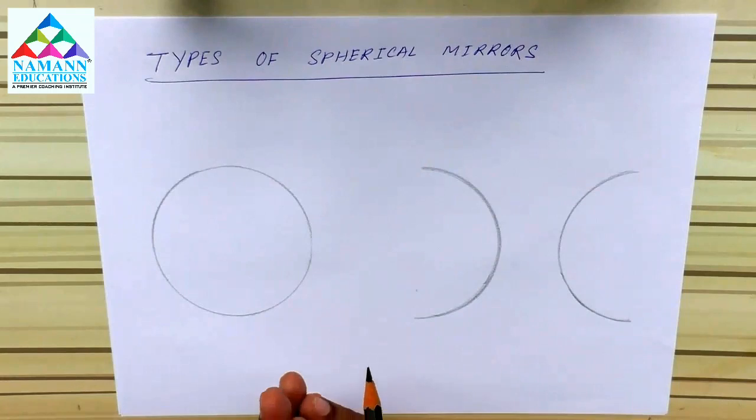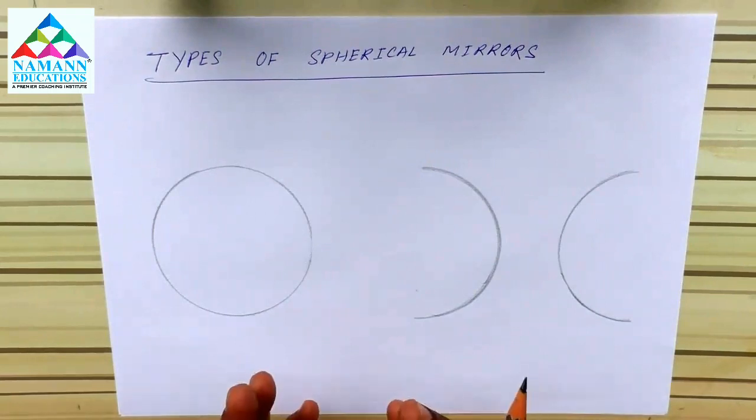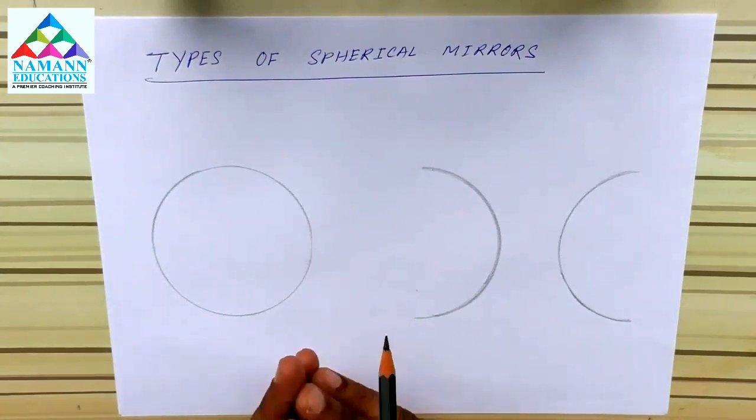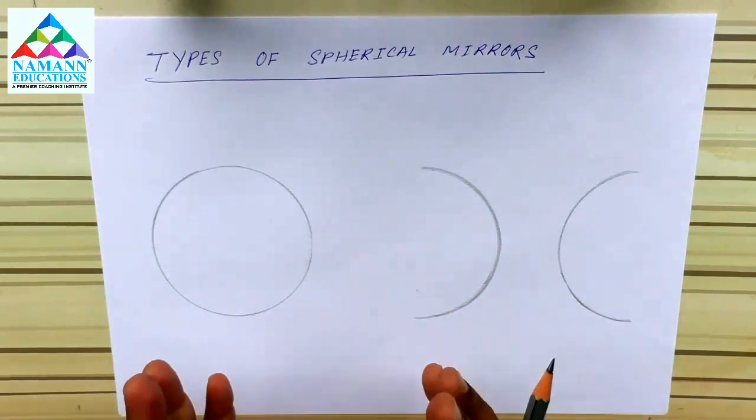To understand those diagrams, the ray diagrams, first we should know the types of spherical mirror and what a spherical mirror is. Now if I ask you what is a spherical mirror, it is a part of a hollow sphere made up of glass, polished from one side.